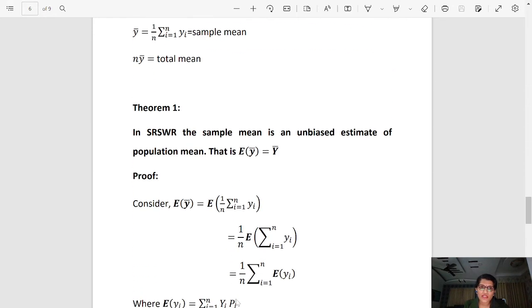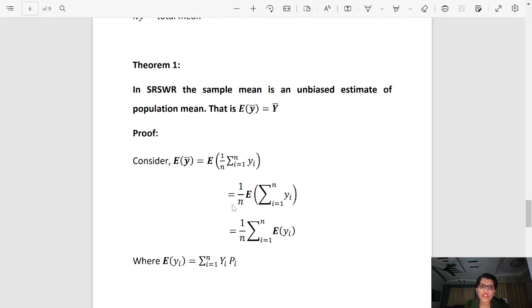So see the result. The first theorem in SRSWR: the sample mean is an unbiased estimate of the population mean, that is, the expected value of y bar is equal to capital Y bar, meaning the sample mean is expected to be the population mean. So see the proof of this result.